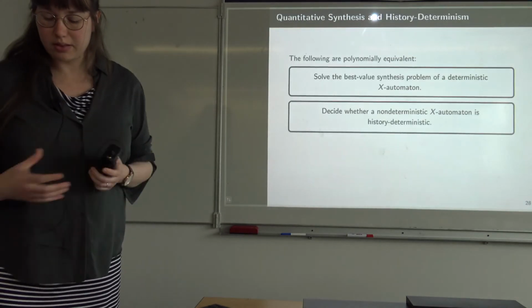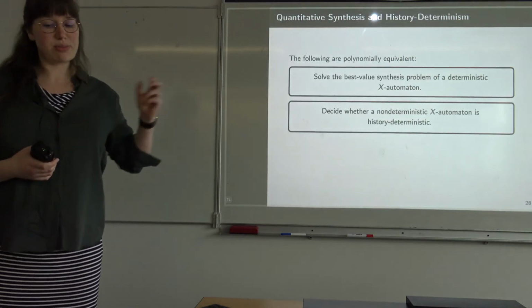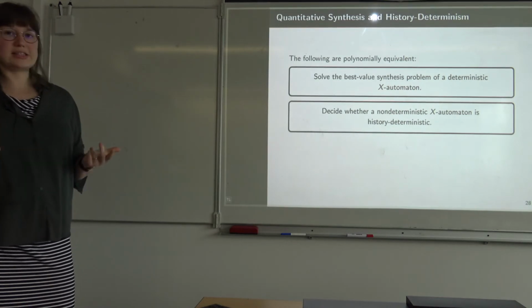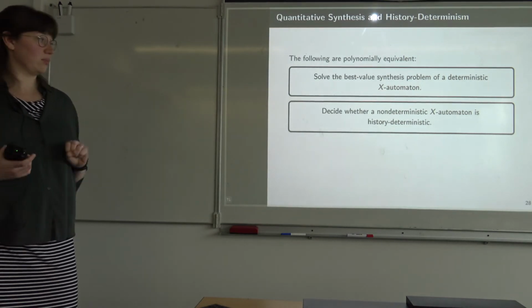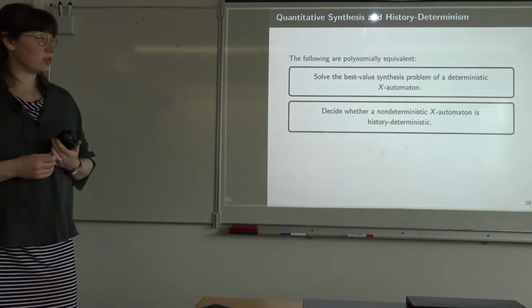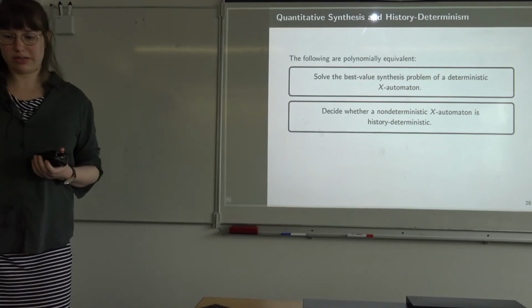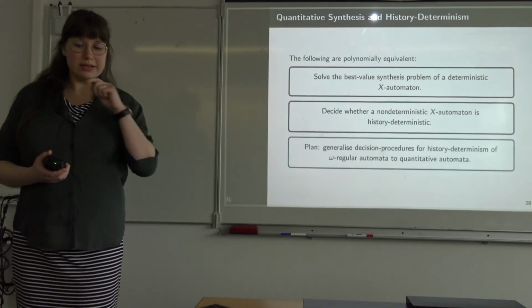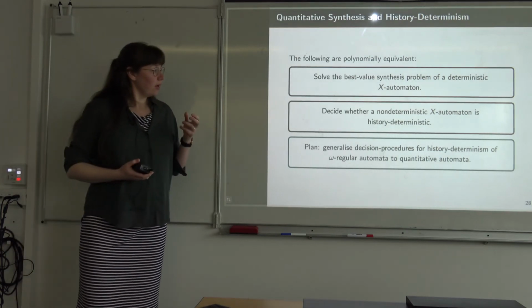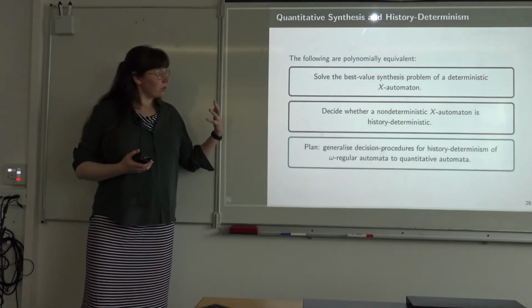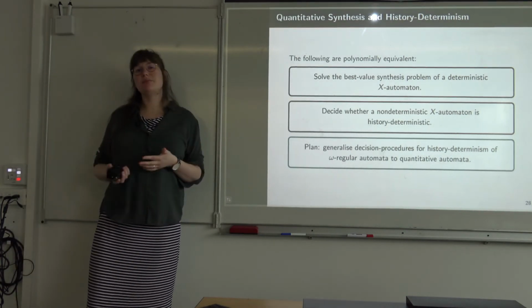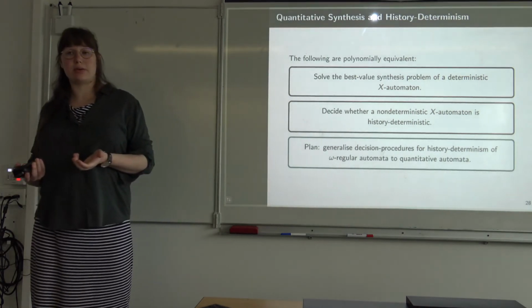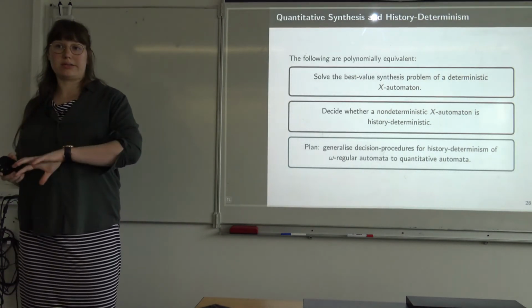And as in the omega-regular setting, this best value synthesis problem is polynomially equivalent to deciding whether a non-deterministic quantitative automaton this time is history deterministic. And what's nice about this equivalence is that there's been a lot of work that has been put into trying to decide or understand how to decide history determinism in the omega-regular setting.